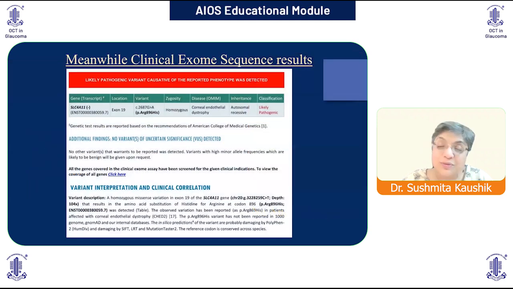a clinical exome sequence, and those results confirmed what we thought. It was homozygous for a corneal endothelial dystrophy, autosomal recessive, and likely pathogenic. So there was a mutation in the SLC4A11 gene, specific for CHED.